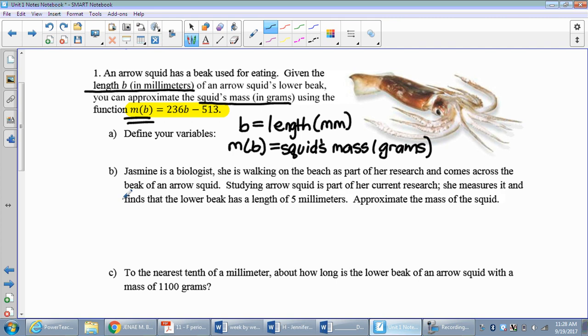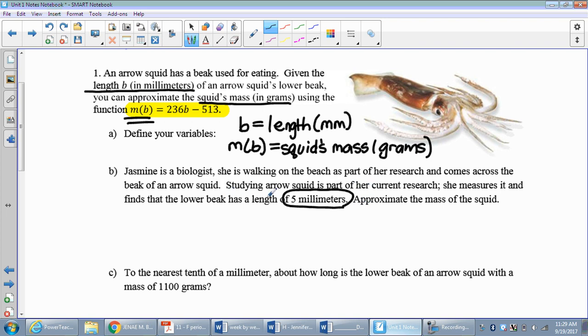The B part says, Jasmine is a biologist. She is walking on the beach as part of her research and comes across the beak of an arrow squid. Studying arrow squid is part of her current research. She measures it and finds that the lower beak has a length of 5 millimeters. Approximate the mass of the squid. To answer follow-up questions, when we're given a value, I want you to circle that value and ask yourself, is this a value for B or M of B? So you commit, since we're all doing our notes in pencil, are you going to write B or M of B right here?